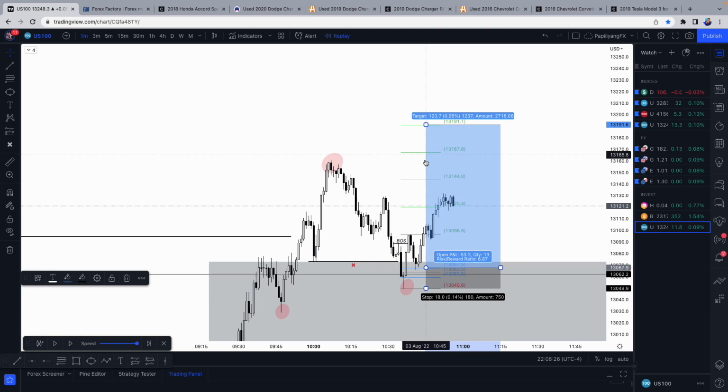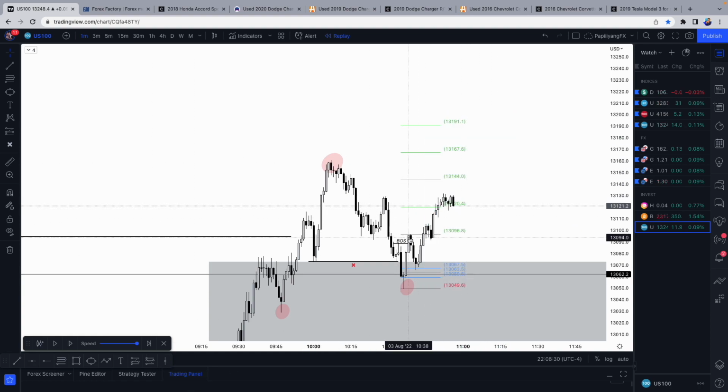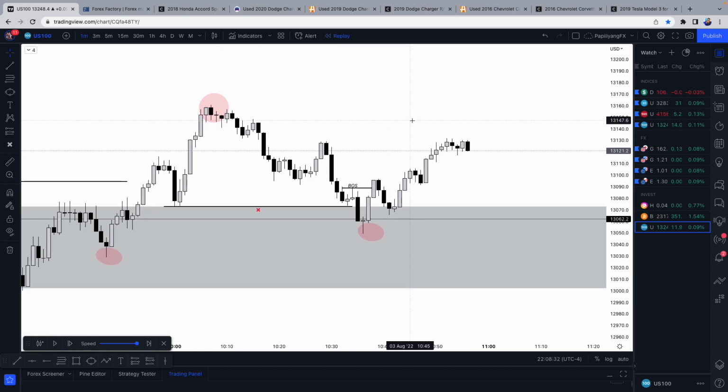This could be your take profits right here. Nice low target right there. Or another entry point is using the imbalance from this candle's low to this candle's high and this candle's low, right? And let me bring out the Fibonacci.